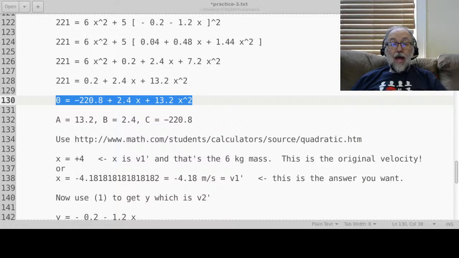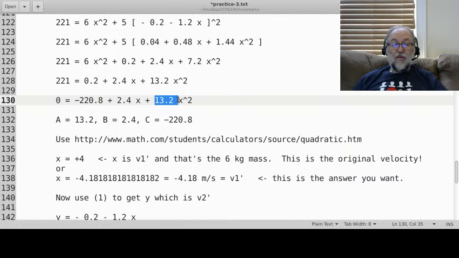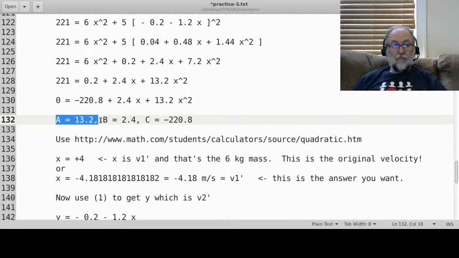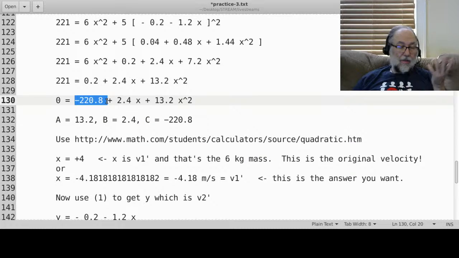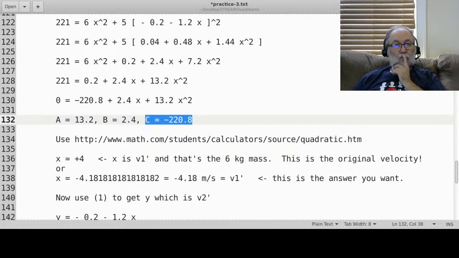All right, and then I identify the a, b, and c coefficients. The a coefficient is the coefficient in front of x squared. There it is there. The b coefficient is the coefficient in front of x. There it is there. And the c coefficient is the constant term, and there it is there. Okay, so we've got those three. And at this point, you can use the quadratic formula that you know, like minus b plus or minus the square root of b squared minus 4ac, divided by 2a.